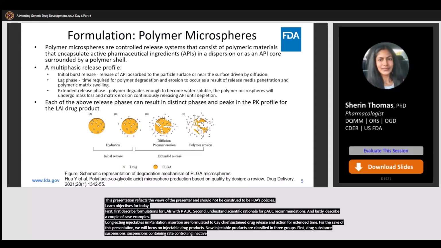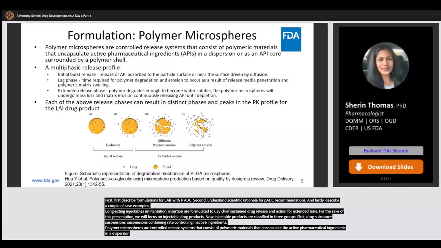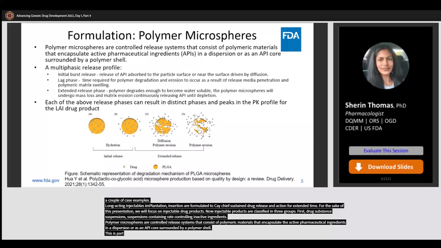Polymer microspheres are controlled-release systems that consist of polymeric materials that encapsulate the API in a dispersion or as an API core surrounded by a polymer shell. These are multiphasic release systems, showing an initial burst release with the release of API adsorbed to the particle surface or near the surface driven by diffusion. This is followed by a lag phase, which is the time required for polymer degradation and erosion to occur as a result of the release media penetration and polymeric matrix swelling.